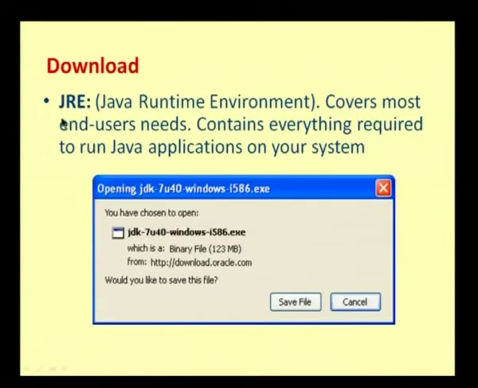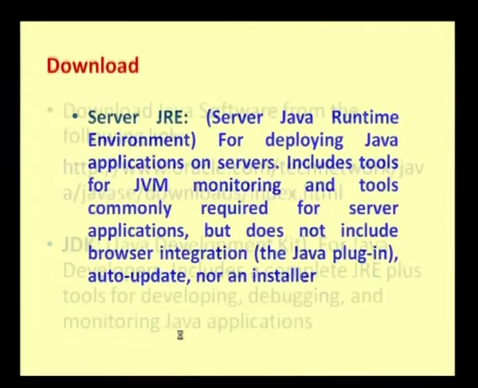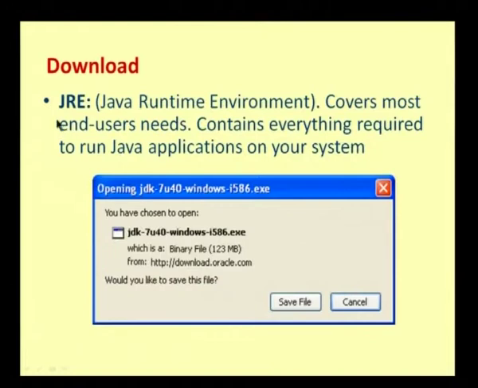Next is the Java Runtime Environment, which covers most end user needs. It contains everything required to run a Java program on your system. Whenever you download the JDK, it means that you can develop a Java program, debug it, and monitor the Java application. Whereas if you download the Server JRE, it will help you in developing the server components of your Java. And whenever you download only the JRE, it covers only the end user needs.